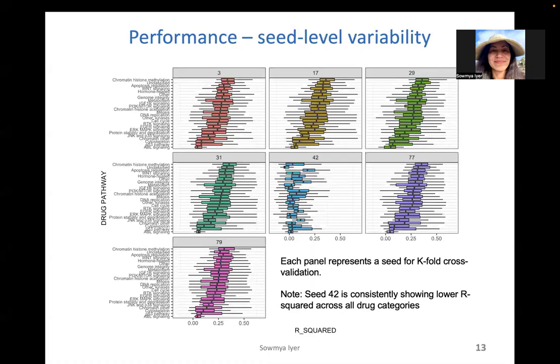So I told you I ran this across 7 seeds, and it turns out that some seeds just divide the data in a much worse way than other seeds. If you look at seed 17, for instance, we get overall high predictability. If you look at 42, it underperforms across all drug categories. And there's also variability between different model instances and then between different folds of the same seed.